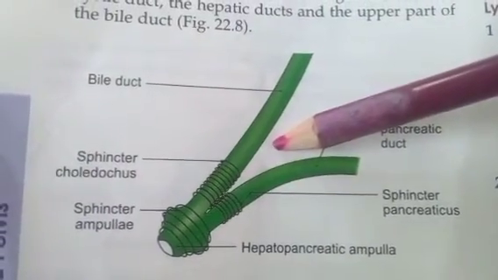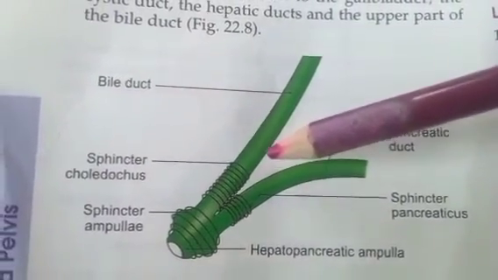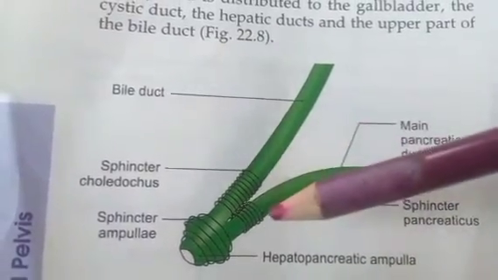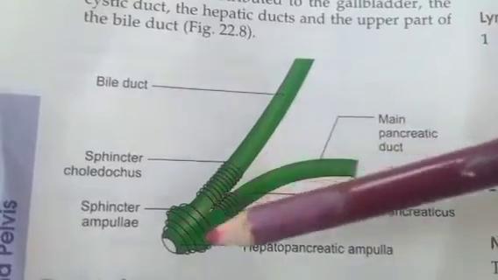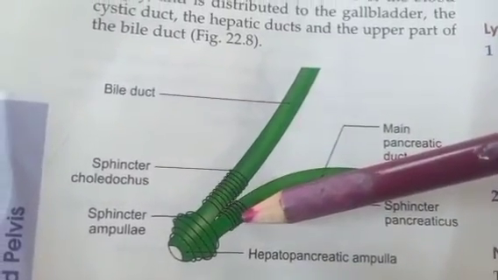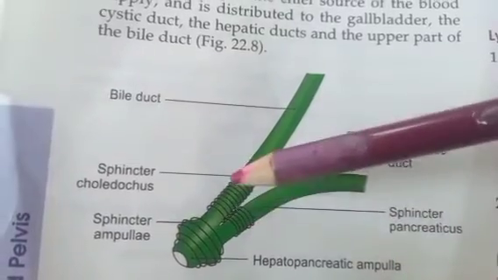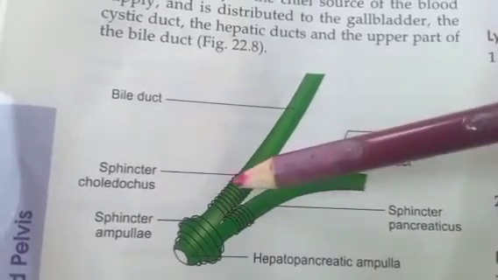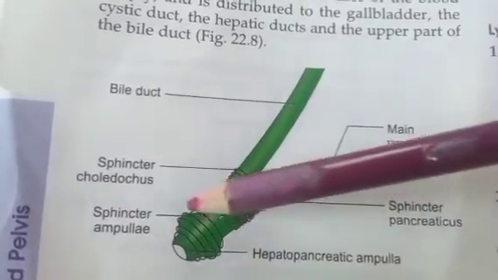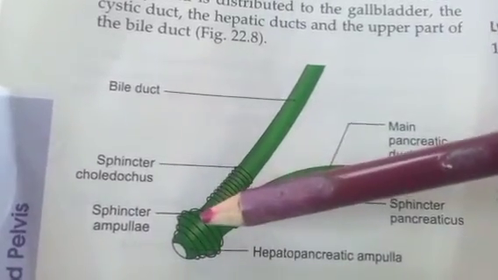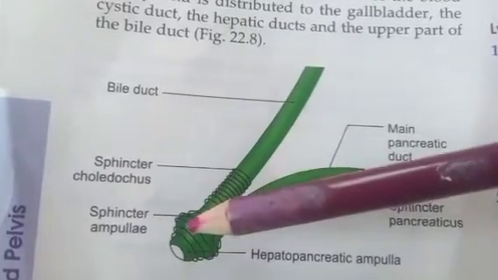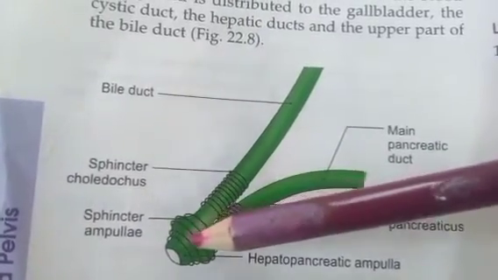There are three sets of sphincters which are related to the bile and pancreatic duct. They are collectively called as sphincter of Oddi. It includes the sphincter choledochus, sphincter pancreaticus, and sphincter ampullae, or the sphincter of Oddi proper. Sphincter of ampullae is also known as sphincter of Oddi proper.